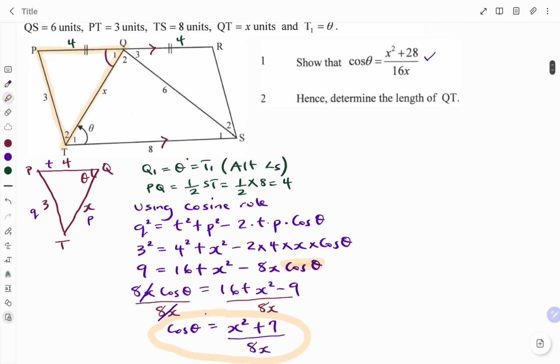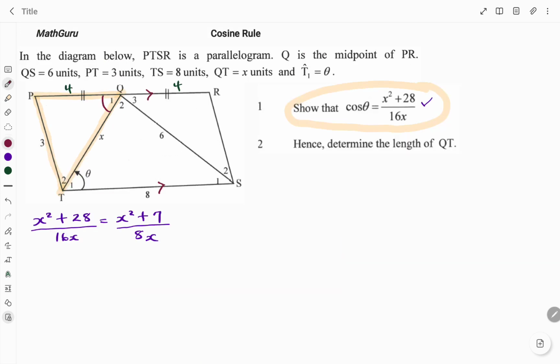Remember, in the first part of the question, we were able to show that cos theta is also equal to x squared plus 28 divided by 16x. So I'm going to equate these two expressions together, that is cos theta equals cos theta, and what I have will be x squared plus 28 divided by 16x equals x squared plus 7 divided by 8x.